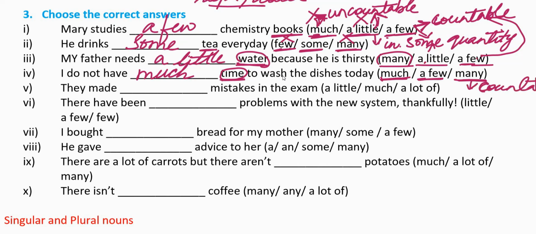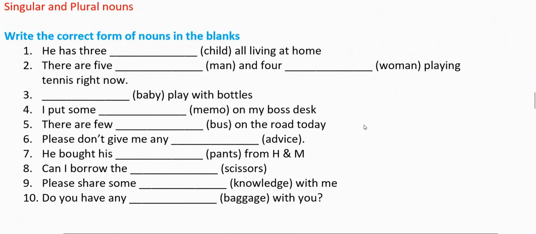They made dash mistakes in the exam. Now mistakes are countable. One mistake, two mistakes. Mistake is countable and it is plural. So you use a lot of. A lot of can be used with countable and uncountable nouns. A lot of mistakes. I have done 5 for you. I want you to do the remaining 5 sentences. I hope you will do it. Let's go to the next section.